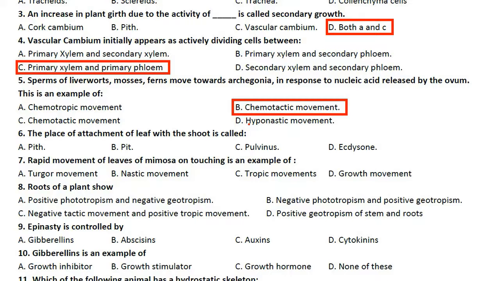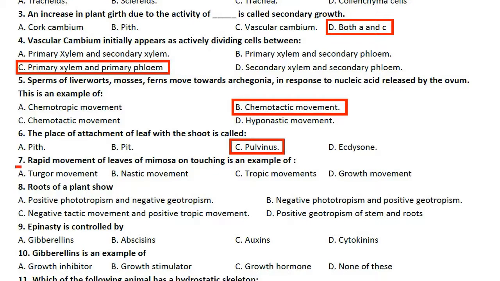Question 6: the place of attachment of leaf with shoot is called. It is a very important and common MCQ, and option C is correct. The place of attachment of leaf with the shoot is named the pulvinus. So C is correct. Question number 7: rapid movement of leaf of mimosa on touching is an example of. Always remember that the movement due to touch is named turgor movement. So option A is the correct one.